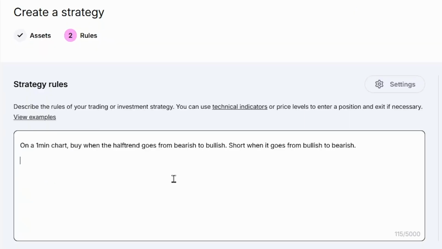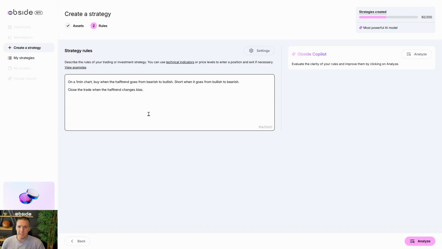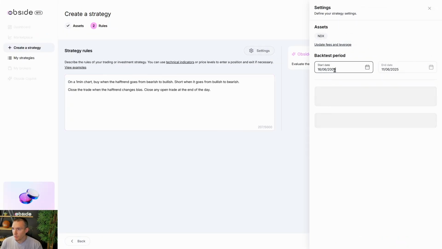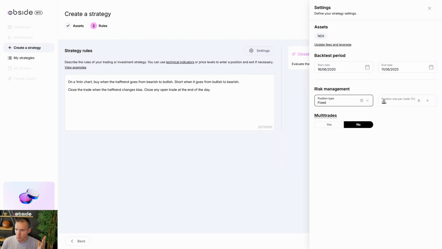I'll also add close the trade when the half trend changes bias, and since this is a day trading strategy, we'll not want to hold positions overnight. So I'll just say close any open trade at the end of the day. We'll backtest that over the last 5 years. That will be enough. So there is no stop loss on this strategy. We'll let the half trend make us enter or close a position based on the half trend direction.